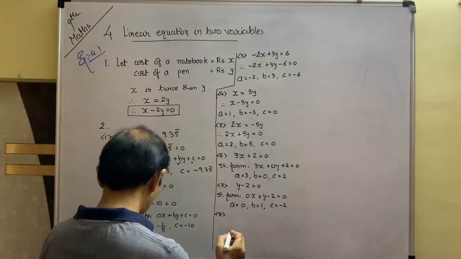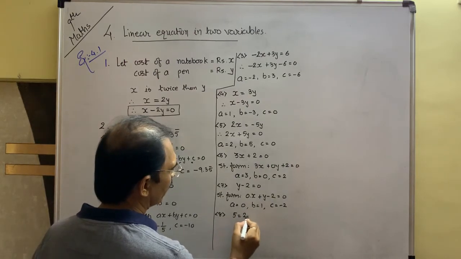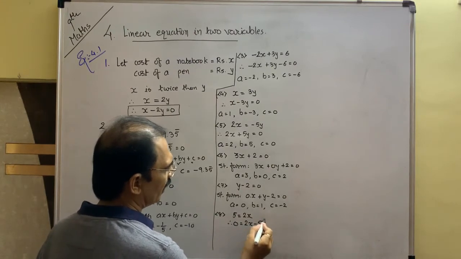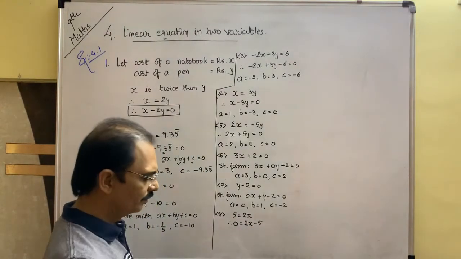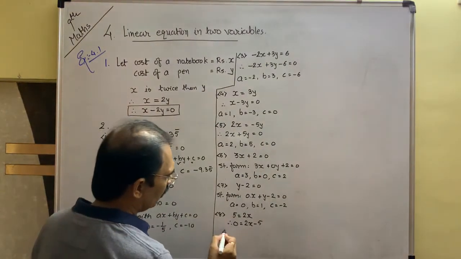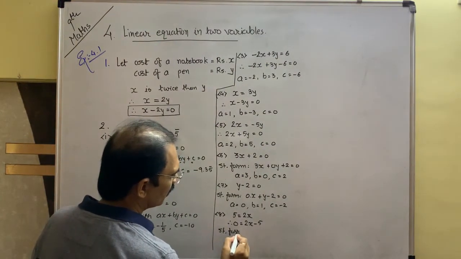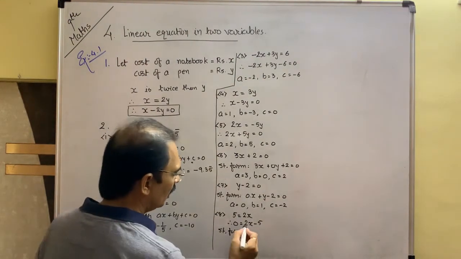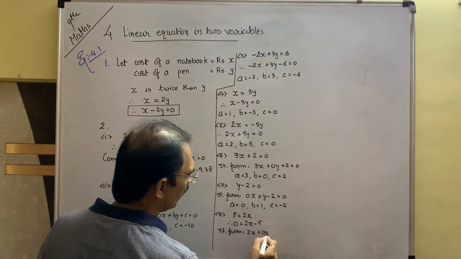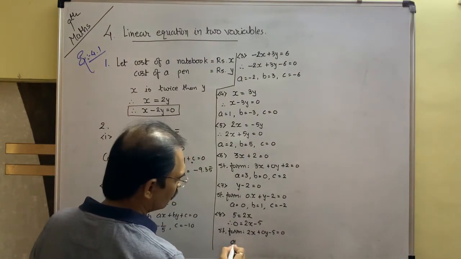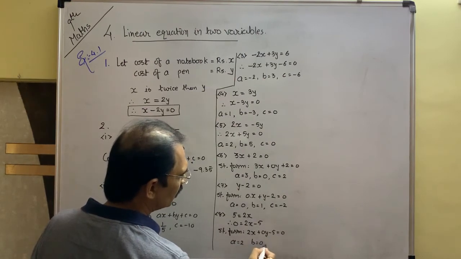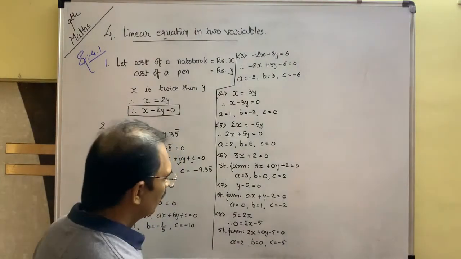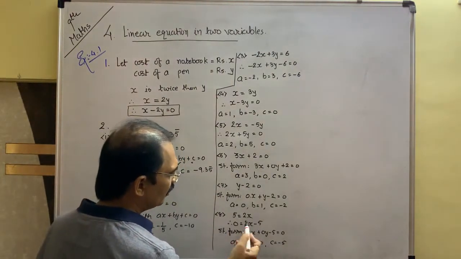8 number, 5 equals to 2x. So I take plus 5 this side, this will be 0 equals to 2x minus 5. Okay, see here, 0 equal to 2x minus 5, or standard form is y is not there, so consider the coefficient of y, that is b equals to 0. So 2x plus 0y minus 5 equals to 0. So a equal to 2, b equal to 0, c equal to minus 5. Remember here one thing, here I take plus 5 this side, so it will be minus.